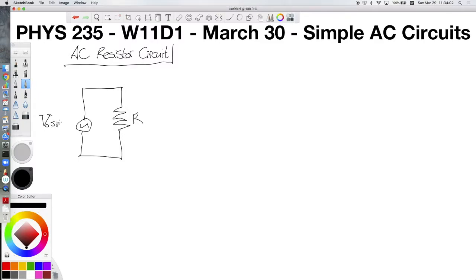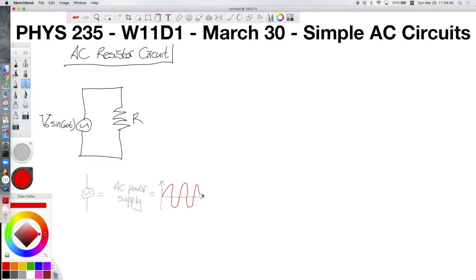that supplies a voltage of V0 times sine of omega t volts. This little circle with the squiggly line in it is an AC power supply, which provides a sinusoidal voltage. So the voltage would look a lot like this, but a better sine wave.